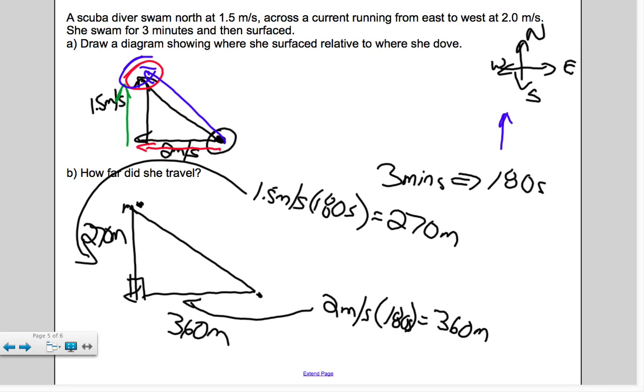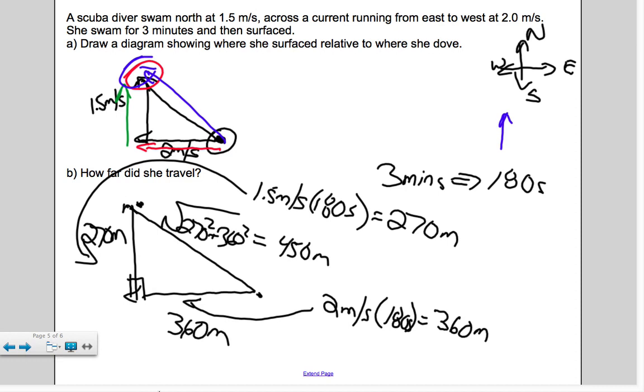So here, to figure this out, we just use the square root of 270 squared plus 360 squared. And that equals, Laura? 450. Okay. So basically, she's 450 meters away.